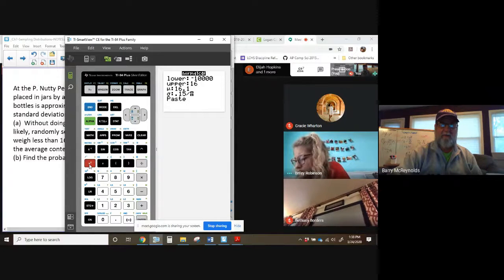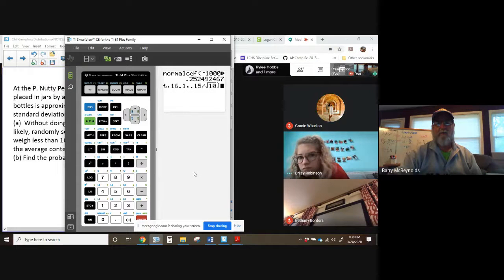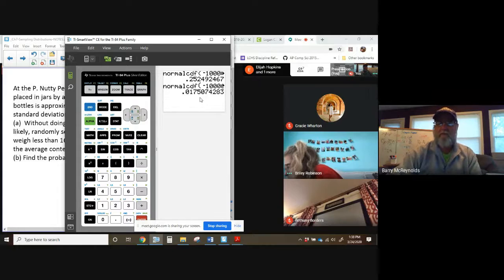So I can do this arithmetic right here. I don't have to do it in a separate space. I can just type it in as I go. Okay, so now when I plug that in and I hit enter, there's my 0.0175 that we got before. Okay, so that's just kind of a refresher on using the normal CDF function on the calculator.